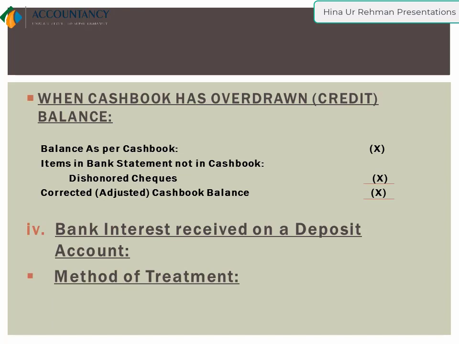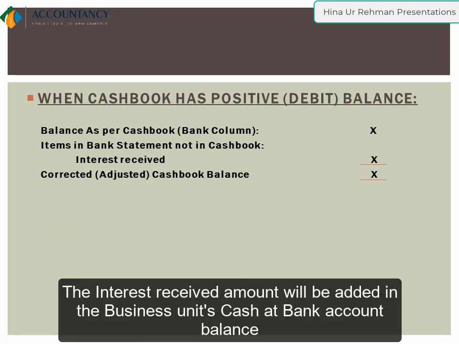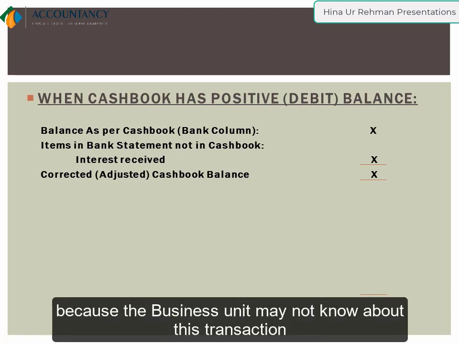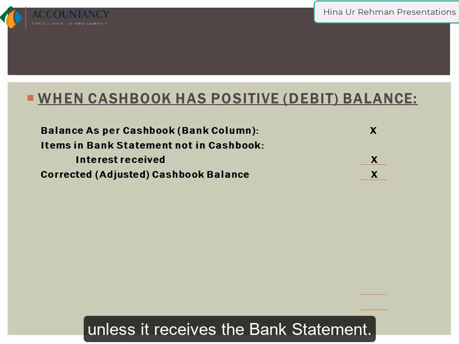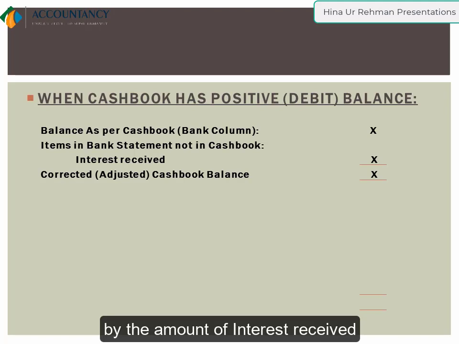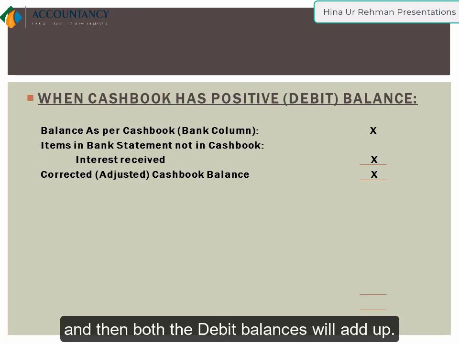Method of treatment. When the cash book has a positive debit balance, the interest received amount will be added to the business unit's cash at bank account balance or in the bank column of the cash book, because the business unit may not know about this transaction unless it receives the bank statement. So when the business unit knows that the bank has credited its account by the amount of interest received, then the business unit will debit its cash book balance by this amount, and then both the debit balances will add up.